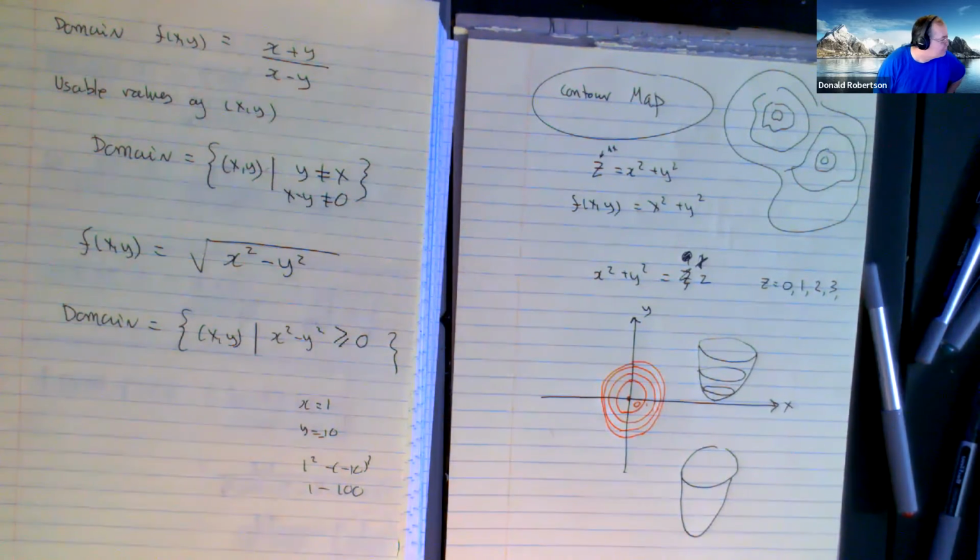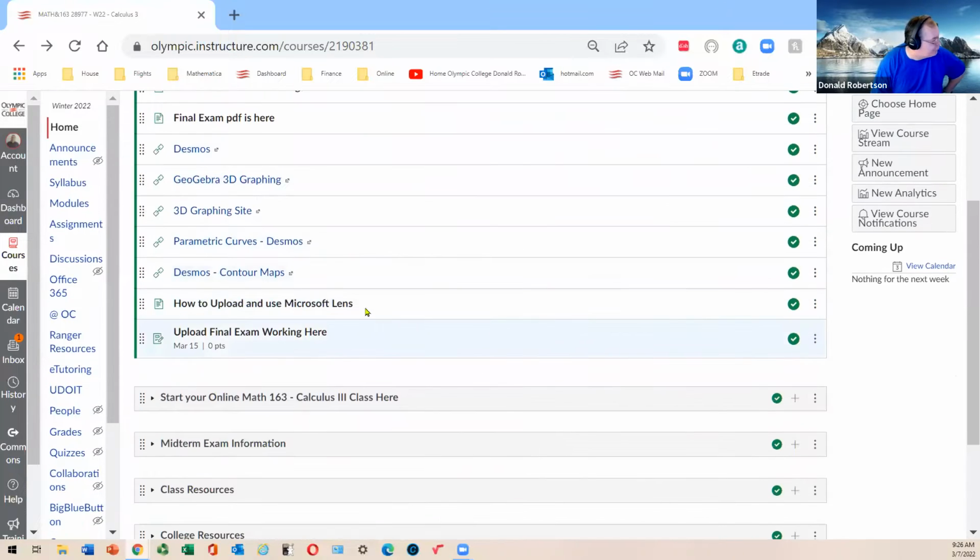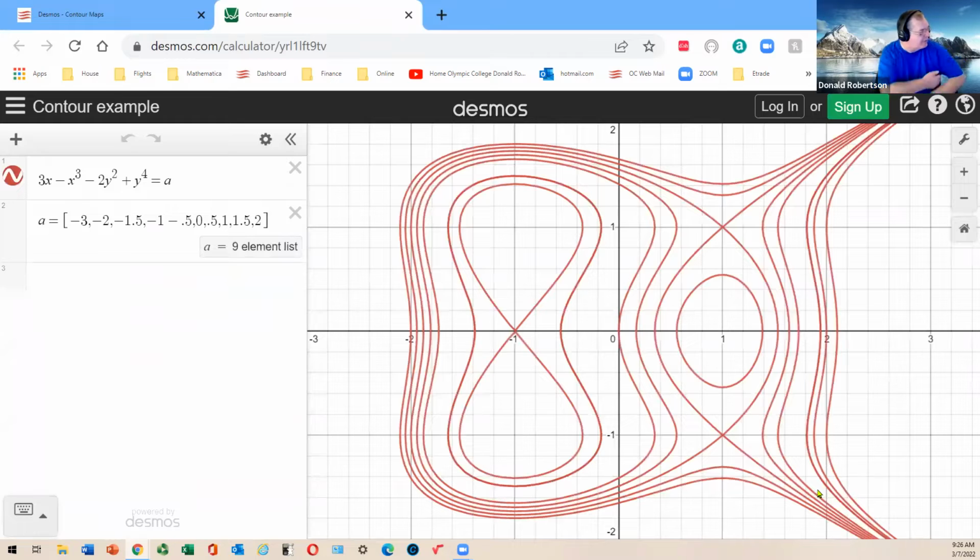Okay, I'll bring this one over here and let's show you the software that should do this. Right. Can you see a guy here called Contour Maps? Fingers crossed, when I click this, you'll be able to see the contour map. There is a contour map. You see, they do it for you.